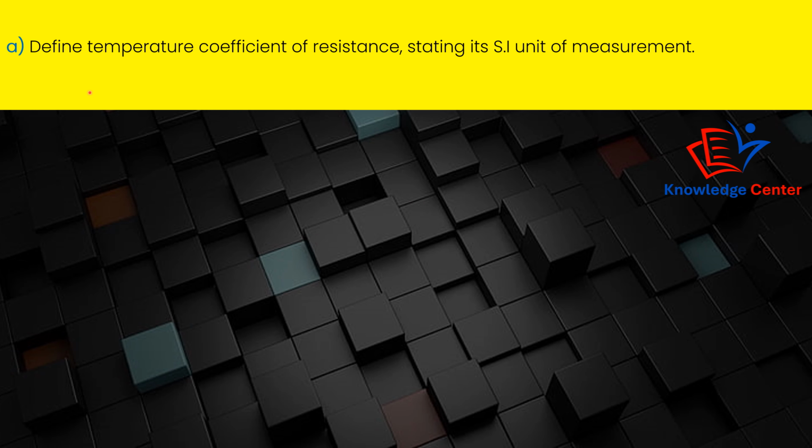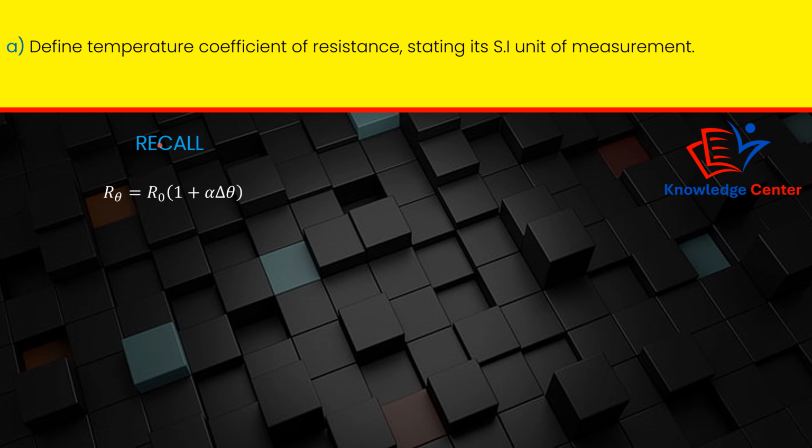So the A part of the problem says define temperature coefficient of resistance stating its SI unit of measurement. Okay, now we're going to go about answering this in a slightly different way. So we're going to recall the very popular equation where R theta is R0 times 1 plus alpha delta theta. This is basically the equation that relates how the resistance of a conductor varies with changes in temperature, right? So alpha here is the temperature coefficient of resistance.